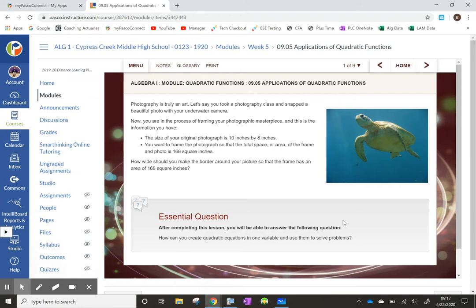So this is introducing our first problem. I am going to read this because it's relevant to what's going to be on the next page. We're trying to frame this picture, right? The size of our picture is 10 inches by 8 inches. We want to frame the photograph so the total area of the frame is 168 square inches. So how can we do that, right?